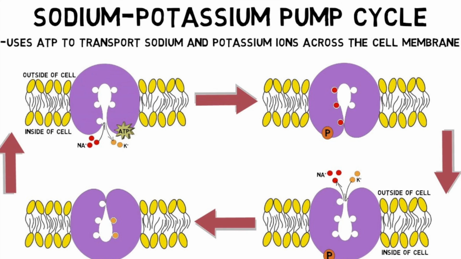Specifically for the sodium and potassium movement, the sodium pump expels it from the membrane so that sodium concentration inside the cell is lower than outside. The vice versa occurs for potassium.